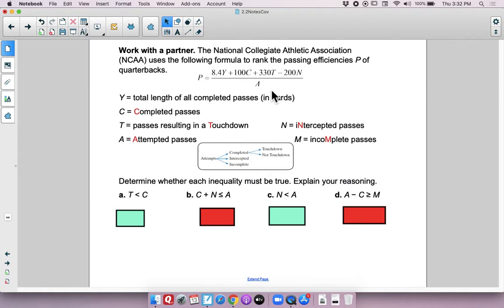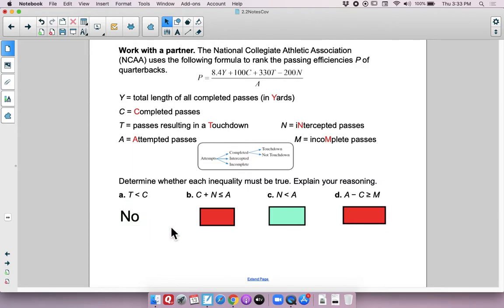So go ahead and try this. Think about whether these are possible. If you're not a sports fan and you want to just skip this, feel free, but it's kind of fun. Okay. So determine whether each inequality must be true. Explain your reasoning. So here it's saying, is the number of passes resulting in a touchdown less than, does it have to be true that it's less than the number of completed passes?